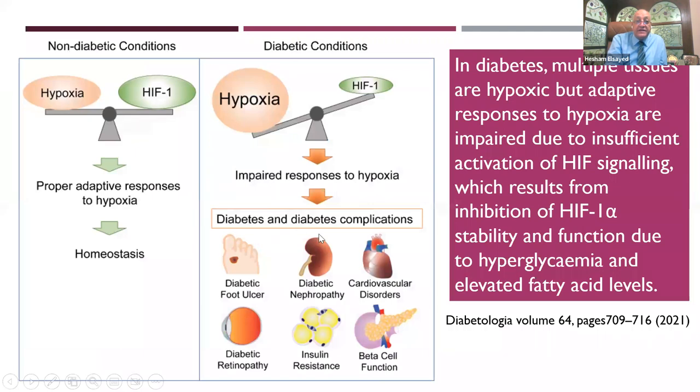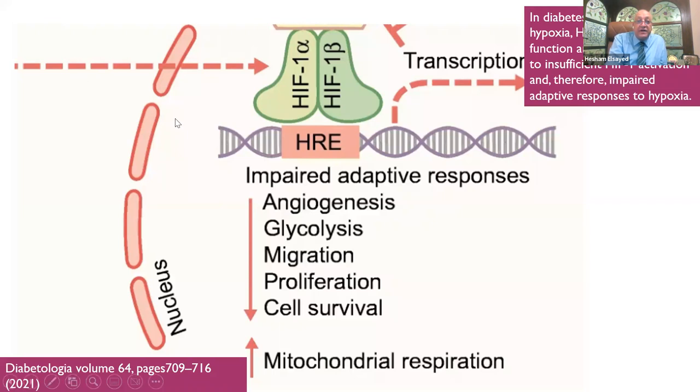In diabetes, it resembles diabetic complications, because diabetes, especially in the kidney, is impaired due to insufficient activation of HIF signaling, which results from inhibition of HIF1 alpha stability and function due to hyperglycemia and elevated fatty acid level. So in diabetic kidney disease, it is one of the promising mechanisms, because if you have diabetes, you have impaired adaptive response, angiogenesis, glycolysis, migration, proliferation, and cell survival. All these are decreased, so increasing the mitochondrial respiration.